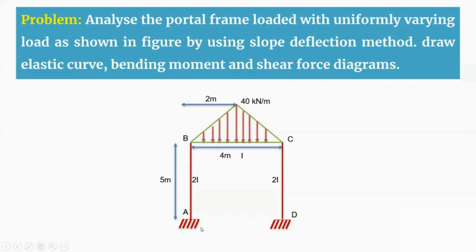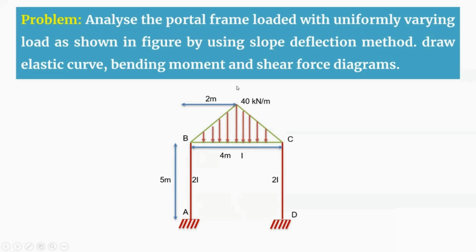One more thing is that the moment of inertia is different for columns as well as beams, but the two columns have the same moment of inertia. That means when we cut this entire frame at the center, it should be like a mirror image. Whatever the span, the loading, the moment of inertia and the support conditions towards the left side, the same are on the right side also.